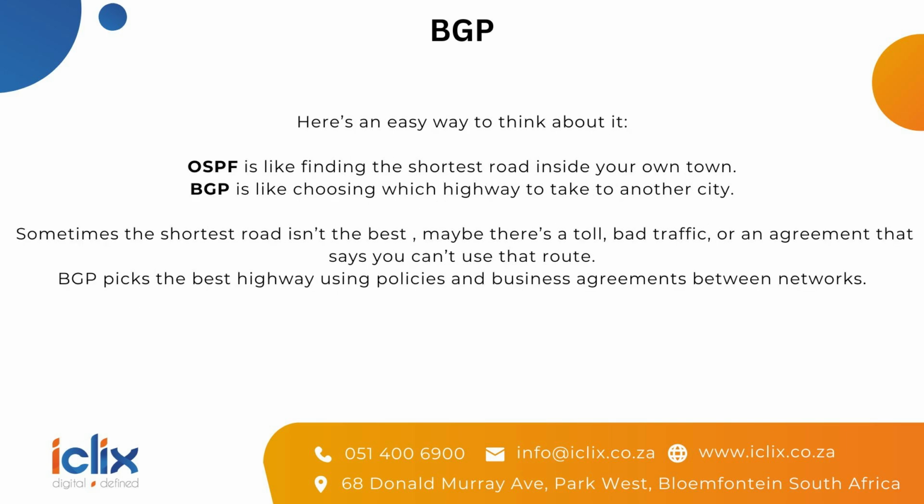Here's an easy way to think about it. OSPF is like finding the shortest road inside your own town. BGP is like choosing which highway to take to another city. Sometimes the shortest road isn't the best, maybe there's a toll, bad traffic, or an agreement that says you can't use that route. BGP picks the best highway using policies and business agreements between networks.